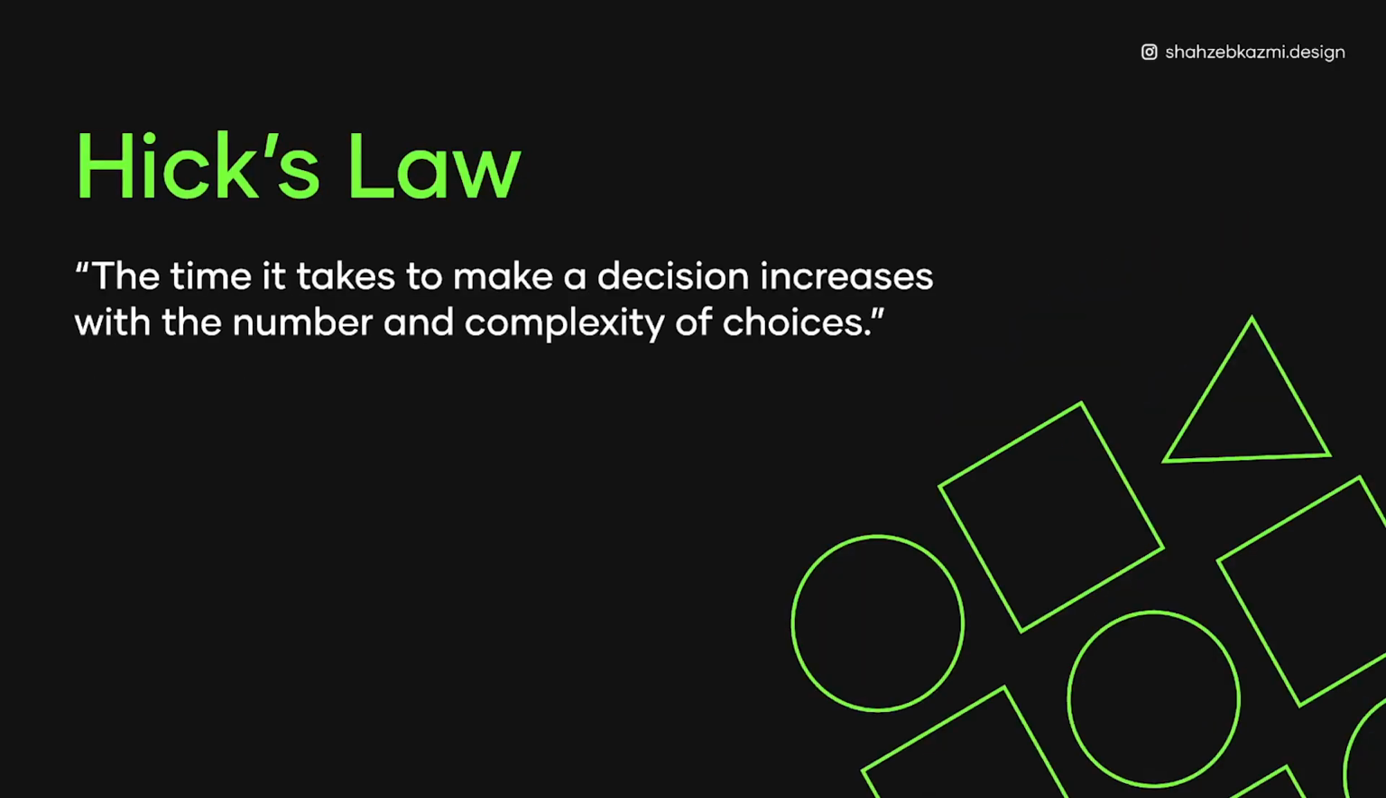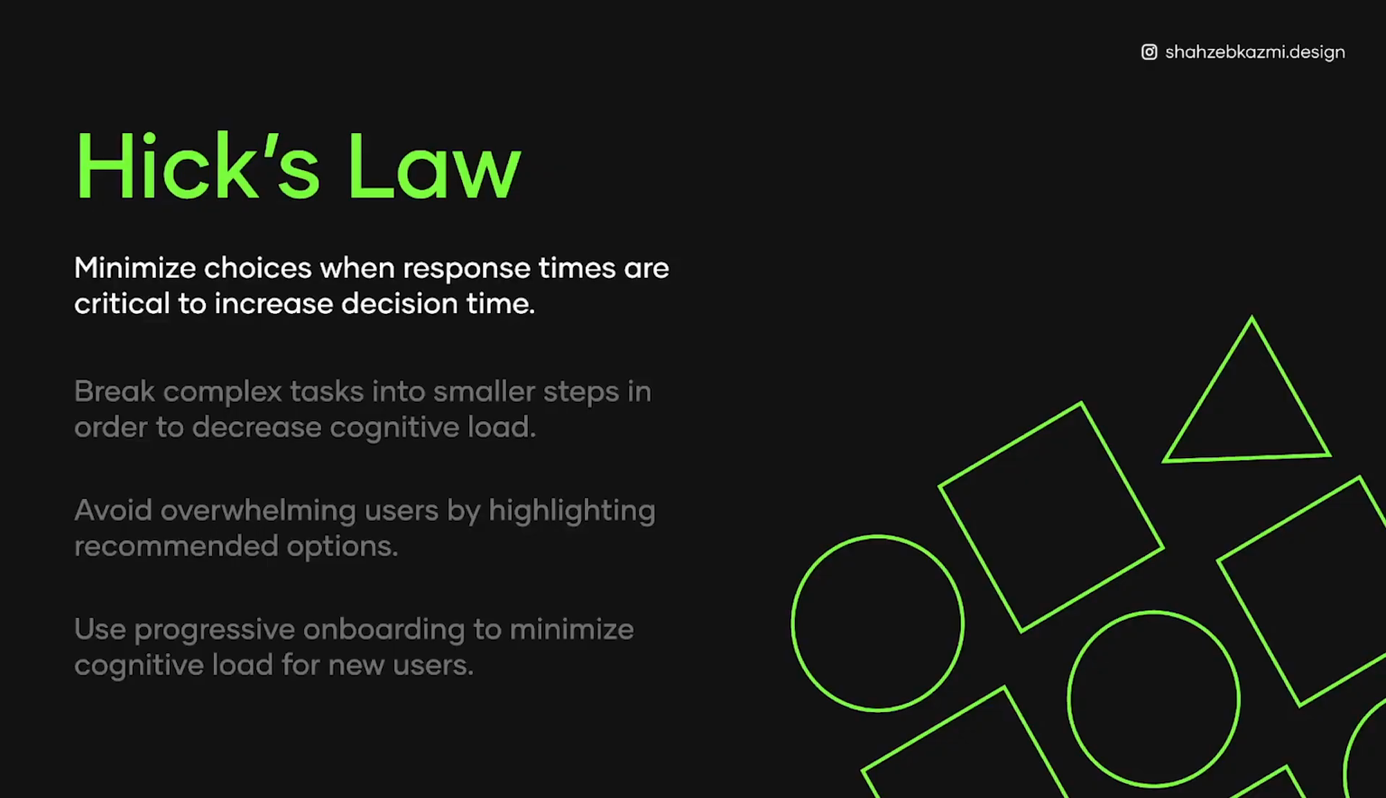The second law is Hick's law. It says the time it takes to make a decision increases with the number and complexity of choices. So the number of choices and complexity of choices, they are directly proportional. The more choices there are, the complexity increases like that. So how can you implement them in digital UX?